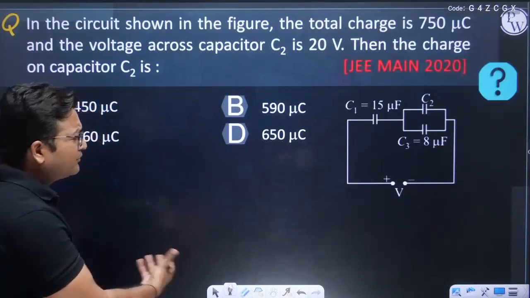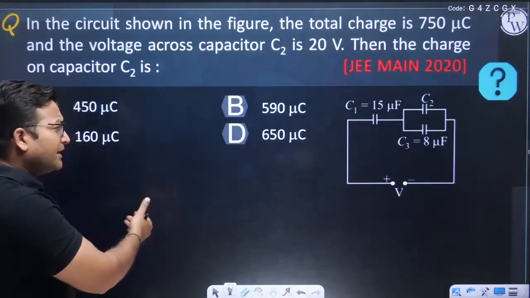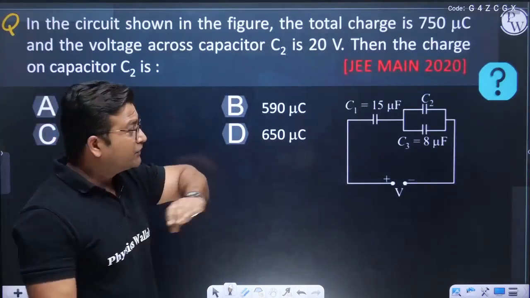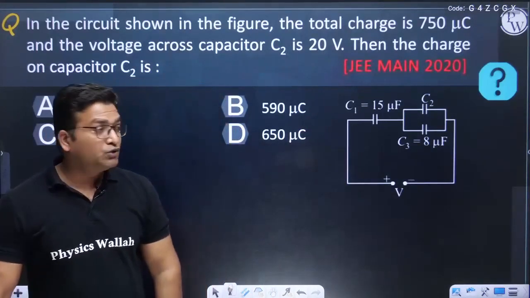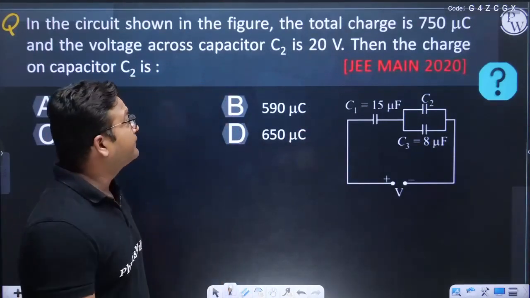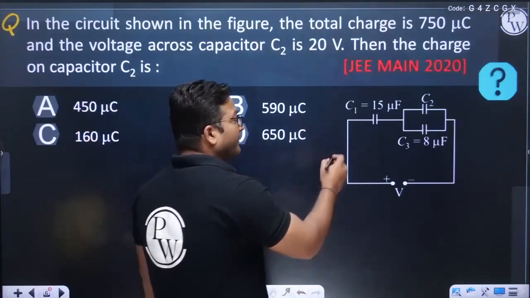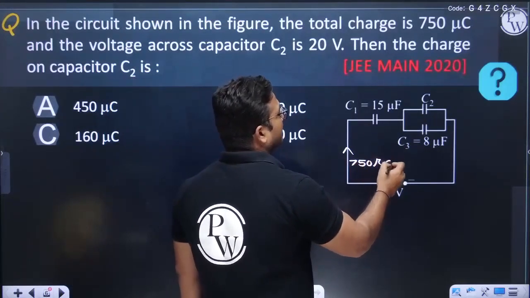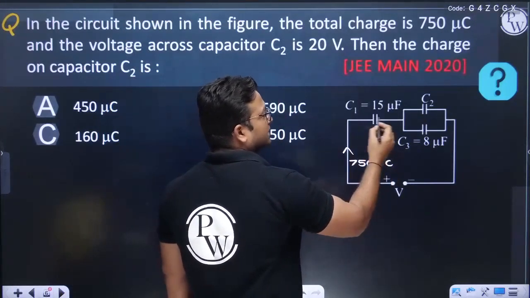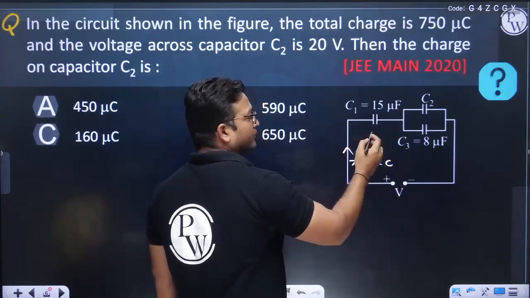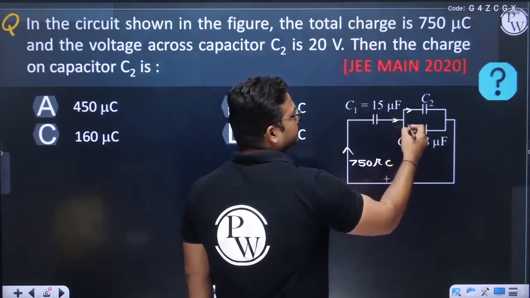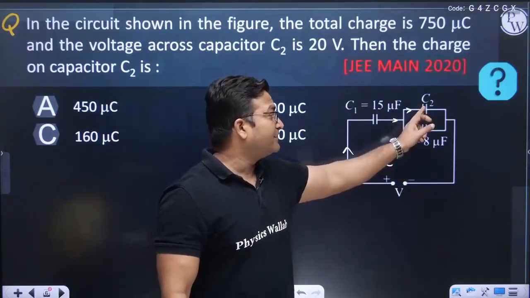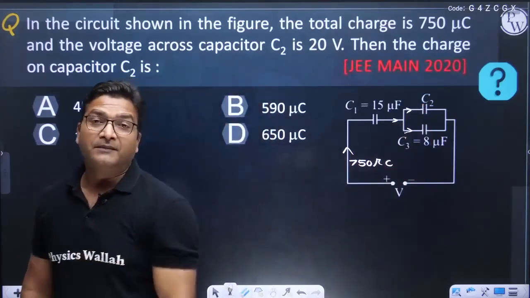It is similar to the question that we solved a few minutes back. In this question, they are saying in the circuit shown in the figure, the total charge is 750 microcoulomb. Means from the battery, the total charge that is flowing in the circuit is 750 microcoulomb. So on this capacitor, the total charge will pass like this, 750 microcoulomb, and then it will split into two, right? So the sum of charge on these two capacitors would be 750 microcoulomb.